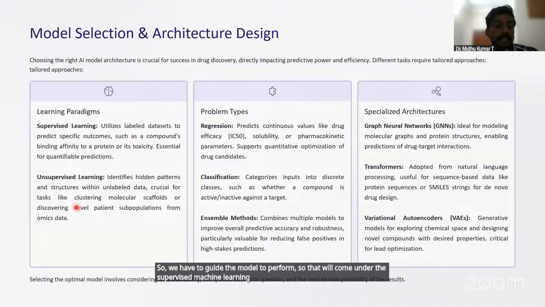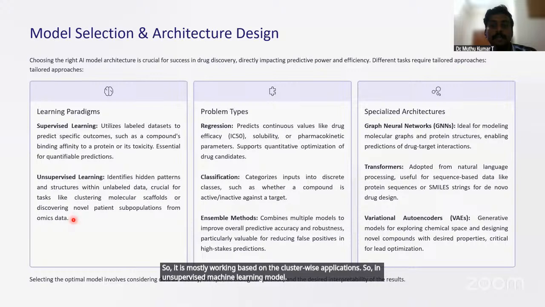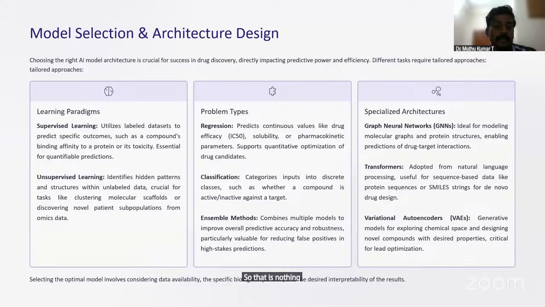Then the other category is the unsupervised machine learning model. It mostly works on cluster-wise applications. In an unsupervised machine learning model, if we just input the data, the algorithm itself automatically categorizes and predicts whatever our desired output is. So that is nothing but an unsupervised machine learning model.